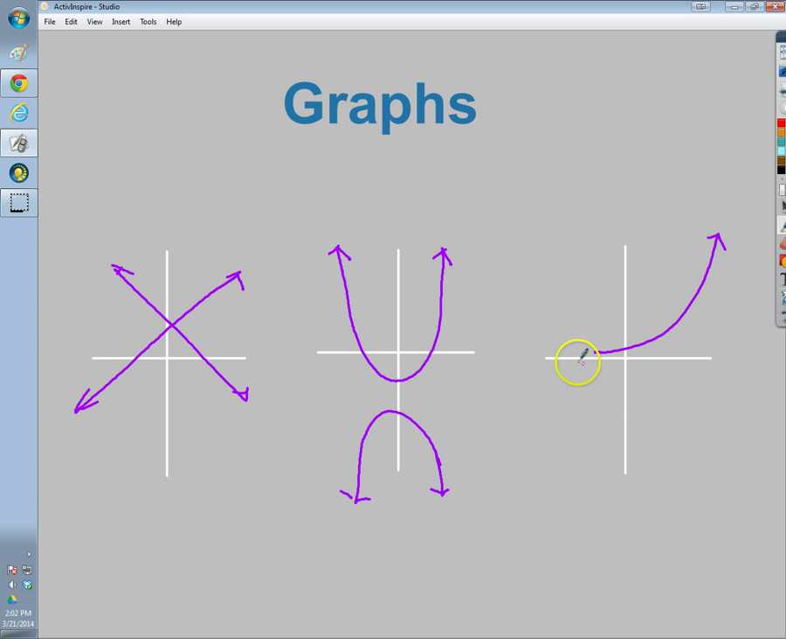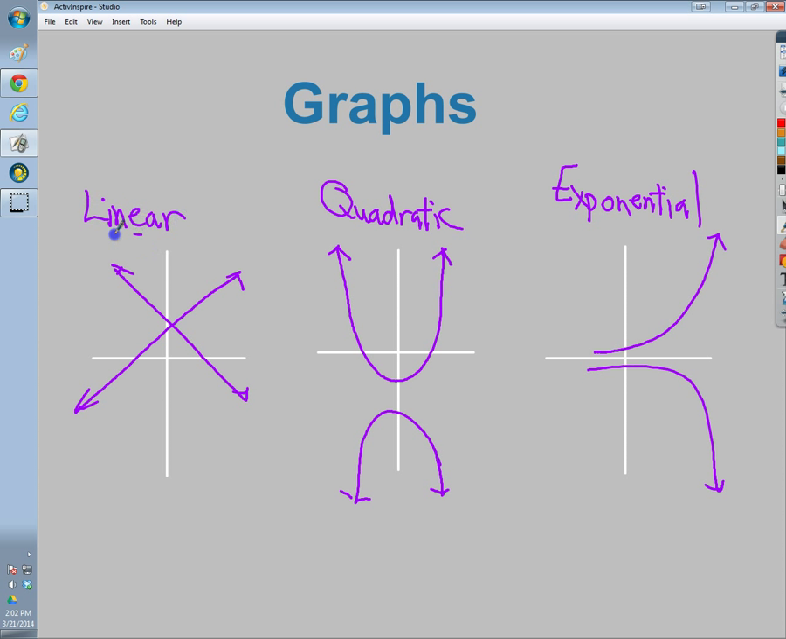And it could also be going down. So this sort of thing. So this is exponential. This is quadratic. And it's nice that the U is there because it looks like a U. And then linear has the word line in it. So you should be able to get those going.